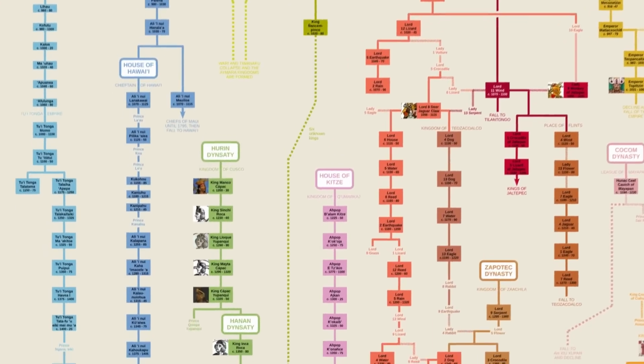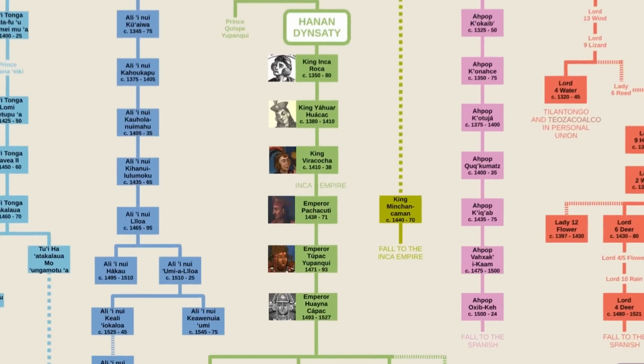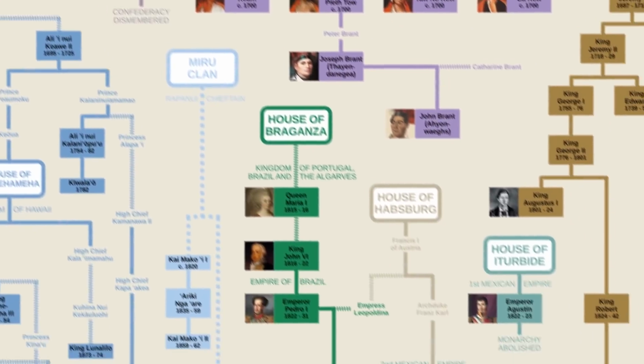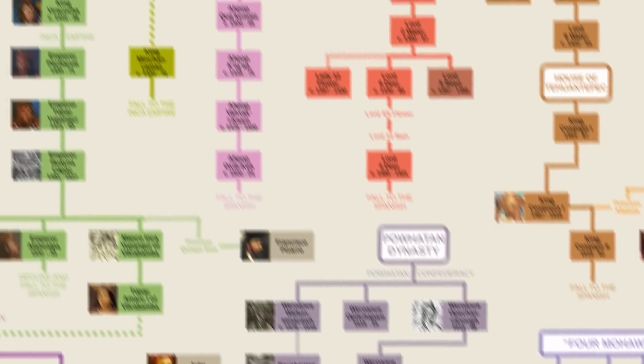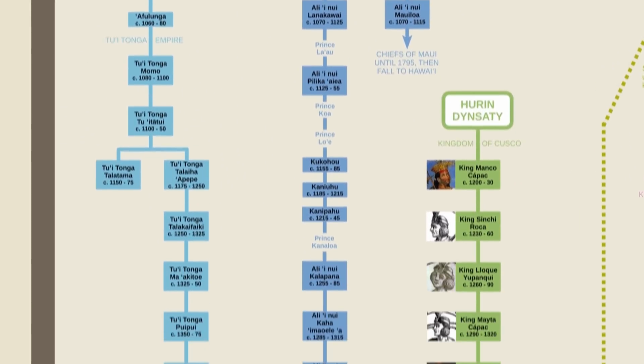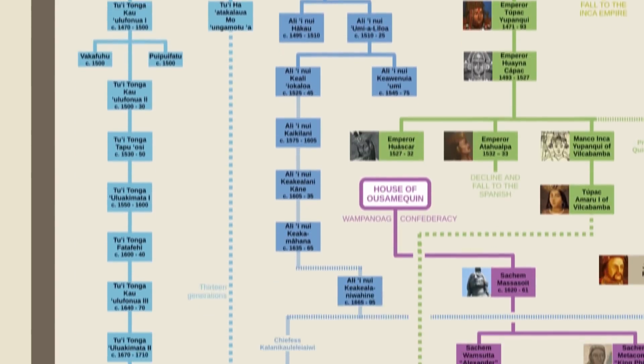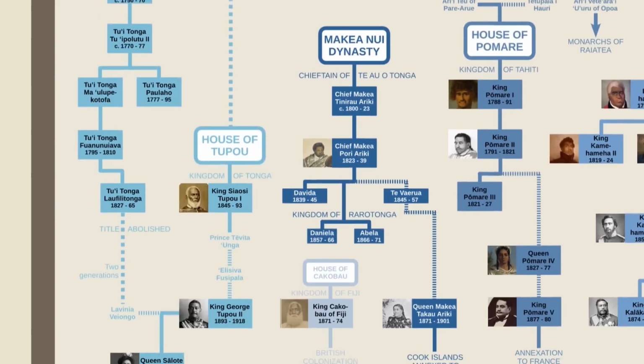So on here are the Aztecs and Incas, as well as the empires of Brazil and Mexico. There's also the monarchs of Hawaii, and the only current monarchy in Oceania, which is that of Tonga.